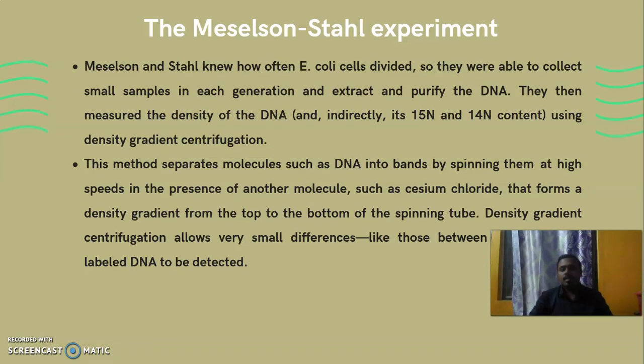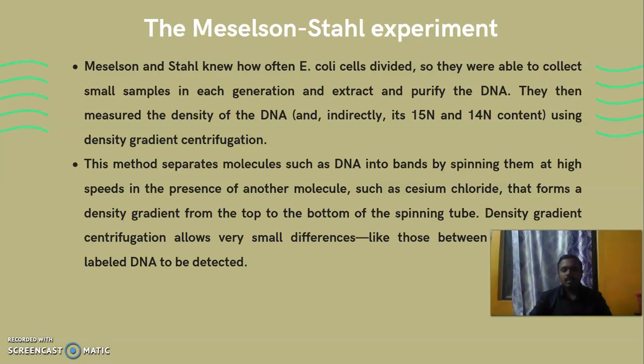Now Meselson and Stahl knew how often E. coli cells divided. That's one reason why they specifically went for E. coli cultures, because E. coli was the most studied organism at that point of time. So they were able to collect small samples in each generation and extract purified DNA. They then measured the density of the DNA, in an indirect manner, to check the content of N15 and N14 using a process called density gradient centrifugation.